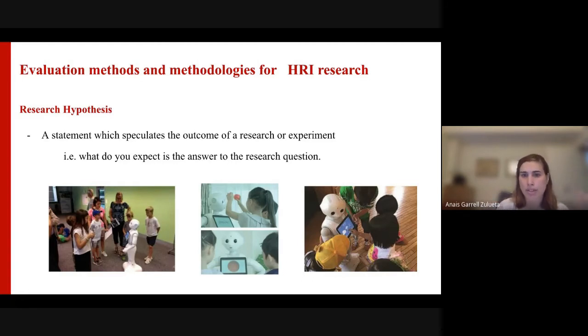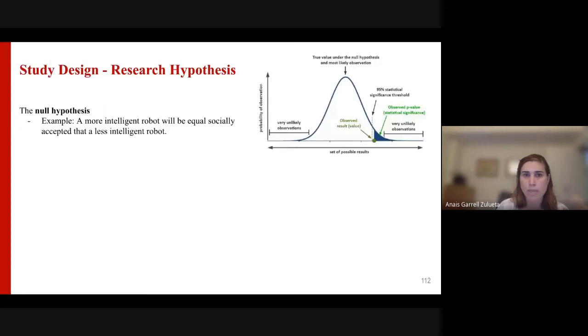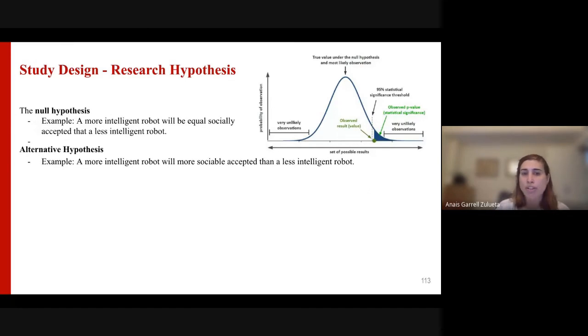Let's see an example in the next slide. I think it's going to be easier to understand. Imagine that I have a robot, and my null hypothesis, the one I want to reject, is that a more intelligent robot will be equally socially accepted as a less intelligent robot. So which is the alternative hypothesis? A more intelligent robot will be more socially accepted than a less intelligent robot.